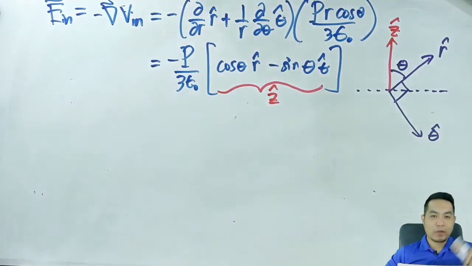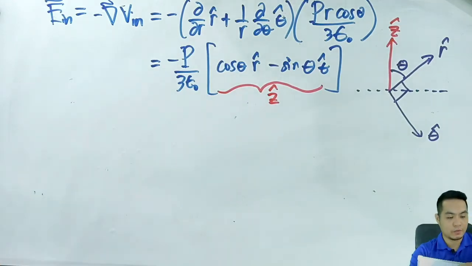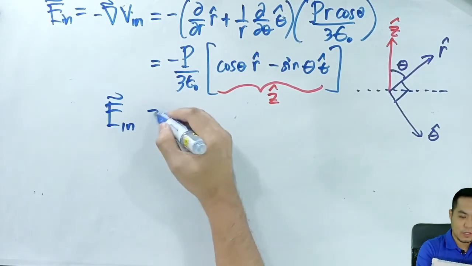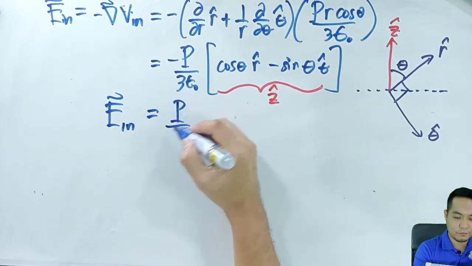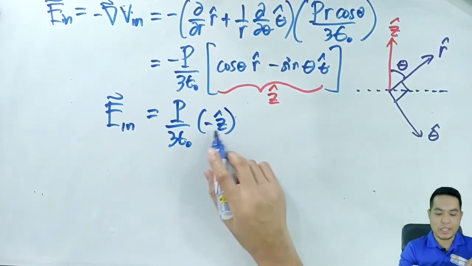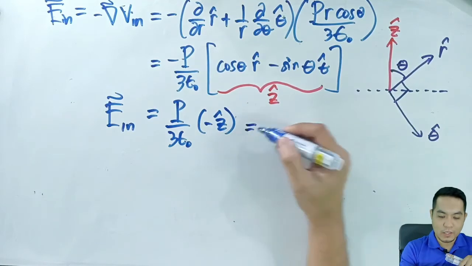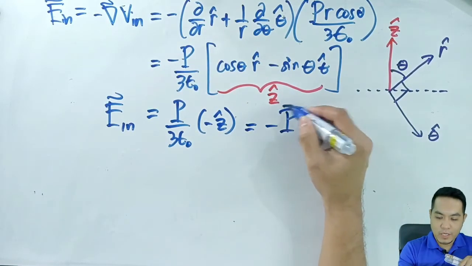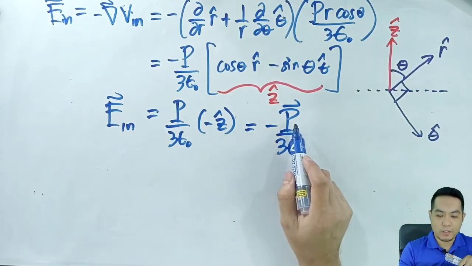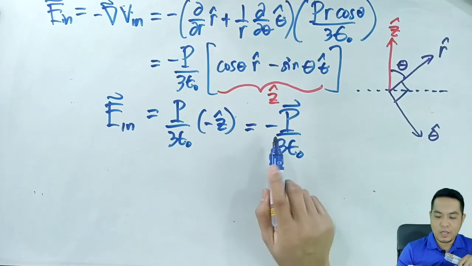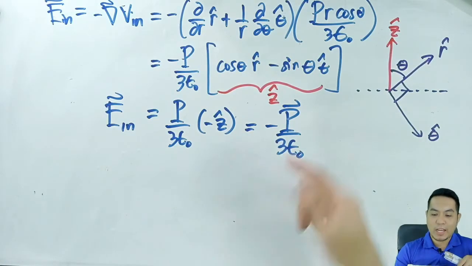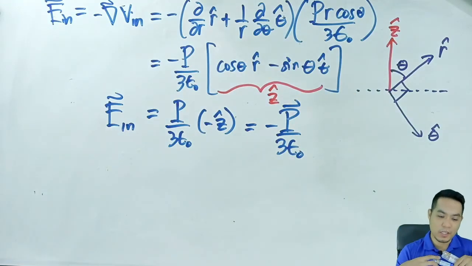As we have predicted earlier, the electric field inside is directed opposite the direction of the polarization, negative z hat. So I can also write this as negative p over 3 epsilon naught, since the polarization vector p is just p z hat. So the direction of the electric field is negative, or opposite, the direction of the polarization.